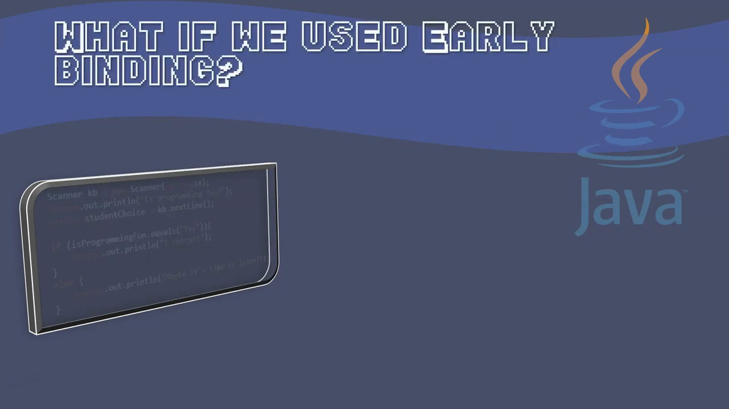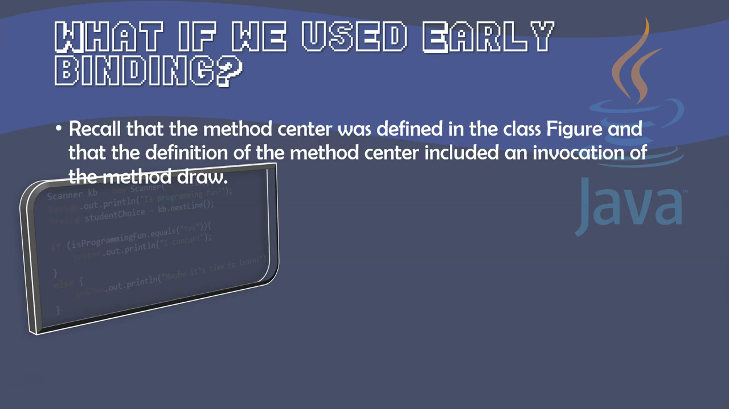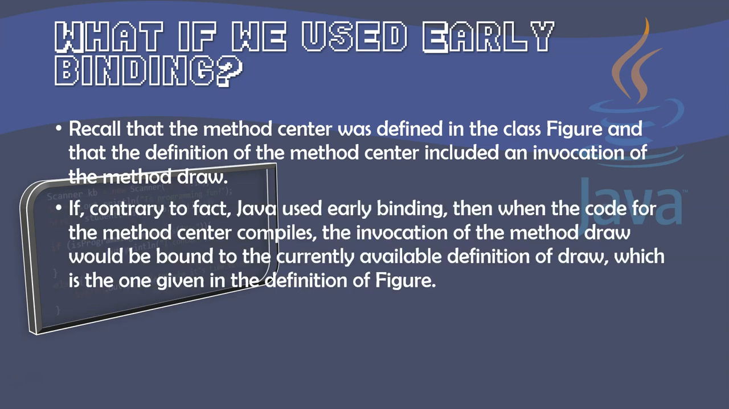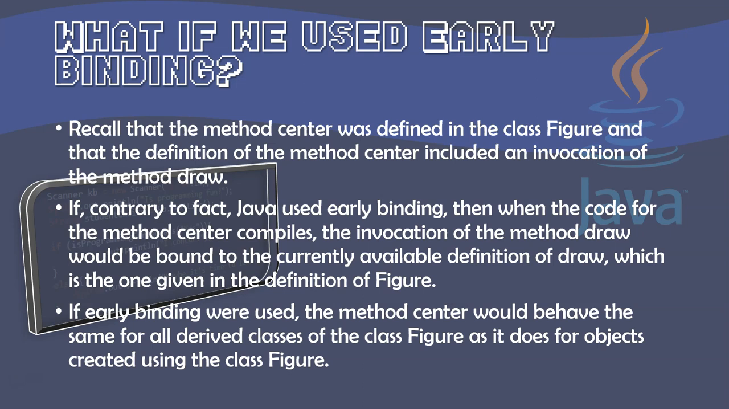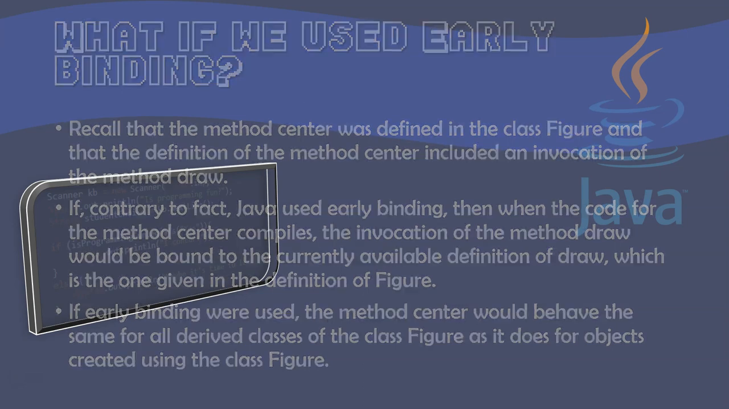What if we had used early binding, though, instead of late binding? Recall that the method center was defined in the class figure and that the definition of the method center included invocation of that method draw. Well, if for some reason, let's just say Java had used early binding instead of the late binding that we're familiar with, then when the code for the method center compiles, the invocation of the method draw would be bound to the currently available definition of draw, which is the one given within figure. Additionally, if we use early binding, the method center would behave the same for all derived classes for the class figure as it does for objects created using the class figure.